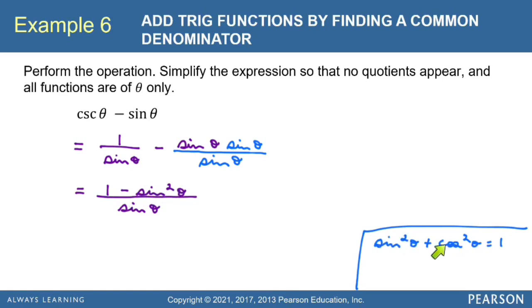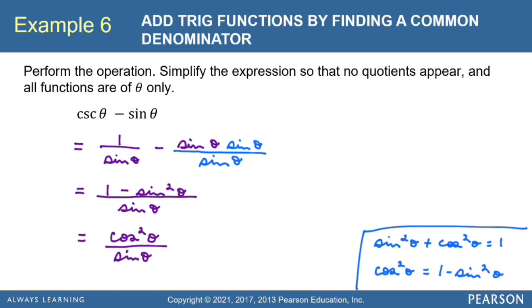So I've written it here, sine squared theta plus cosine squared theta equals 1. And I want to rearrange these terms so that one side looks like 1 minus sine squared theta. Of course, all I need to do, because I already have a 1 on the right side, is I just need to subtract sine squared theta from both sides. So that will give us cosine squared theta equals 1 minus sine squared theta. So now I can see that this 1 minus sine squared theta can be replaced by cosine squared theta.